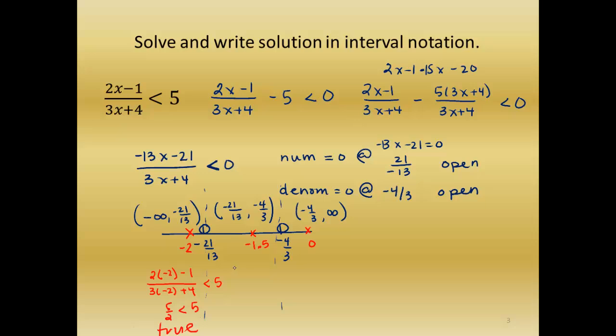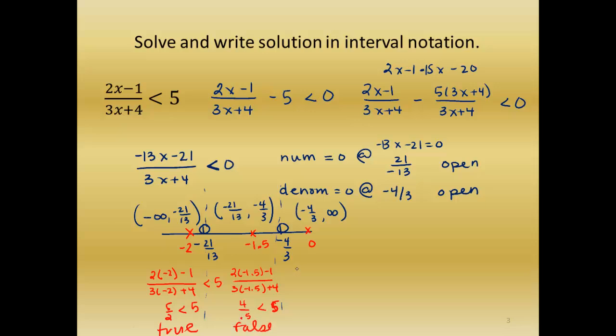On this other one here, the center one, I'm going to have 2 times -1.5 minus 1 over 3 times -1.5 plus 4. When I clean all of that up, I should end up with 4 over 0.5, which is 8, which is not less than 5. That is false.